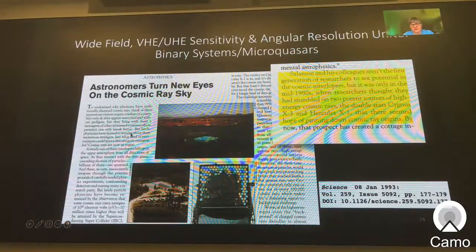All right, and then finally, last but not least, wider field of measurement of X-ray binaries and binary systems and microquasars. I just wanted to show this Science publication article from 1993. At the time, Cygnus X-3 and Hercules X-1 were among the sources that people suspected could be responsible for cosmic ray acceleration. Since then, unfortunately, and for a long time, binary systems were rather a disappointment in terms of cosmic ray acceleration to the highest energies.